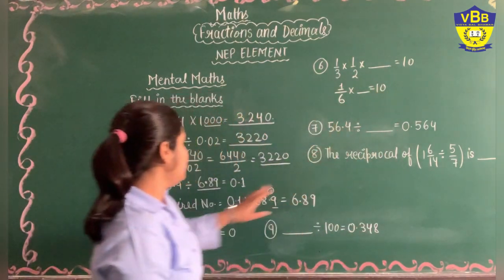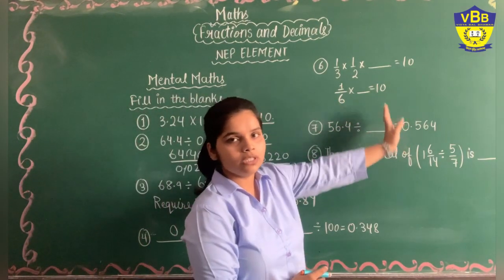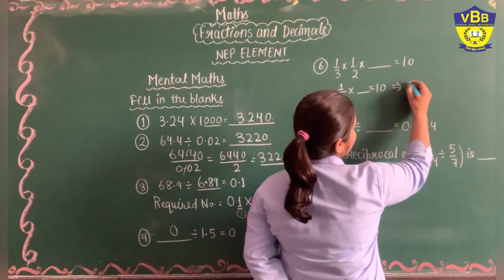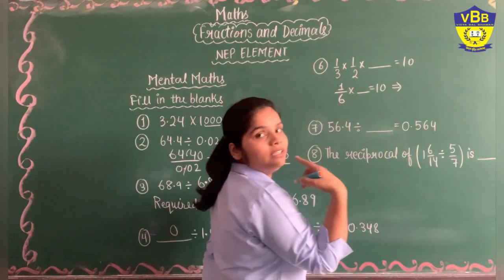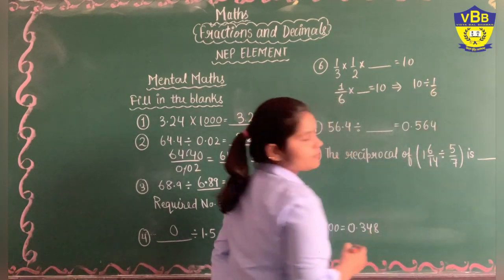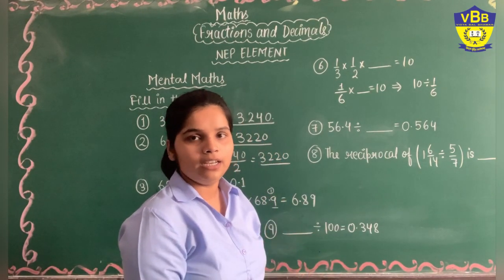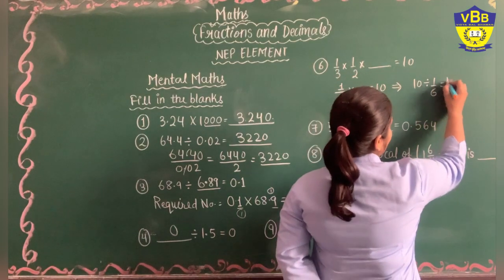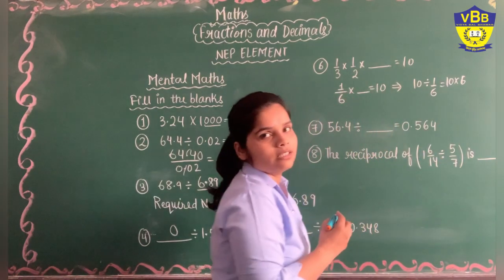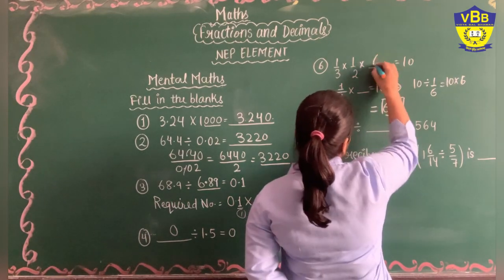Again, same question as we have done here. What should be multiplied here? So we will transpose this 1 upon 6 to the other side. This is in multiplication, it will transpose to the other side and become division. So it will be 10 divided by 1 upon 6. How to divide fractions? Take the reciprocal of the second number. So it will be 10 multiplied by the reciprocal of 1 upon 6, which is 6. The answer is 10 multiplied by 6, which is 60.